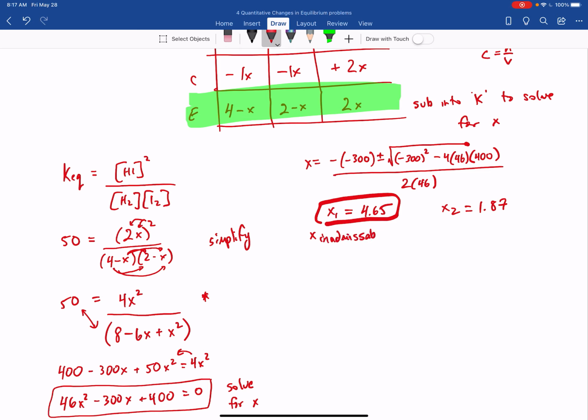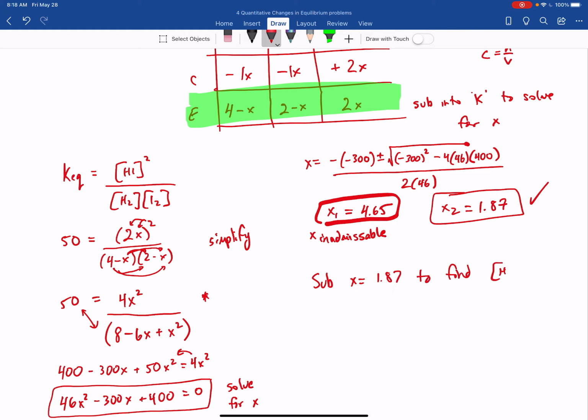So we say that that is inadmissible, right? It would result in a negative concentration. So our answer is 1.87. Okay, that's what x is equal to. The value is 1.87. So lastly, we'll sub that back in.